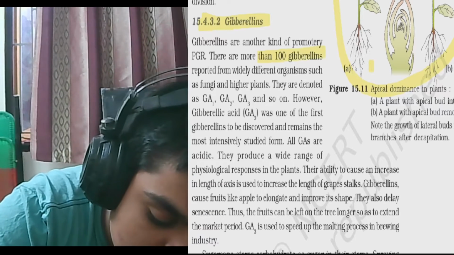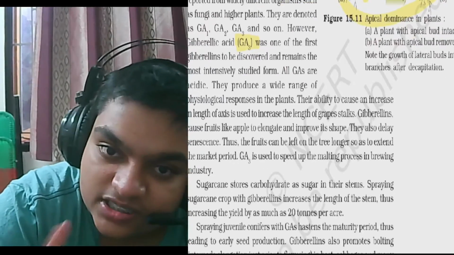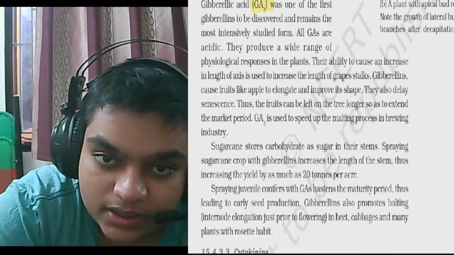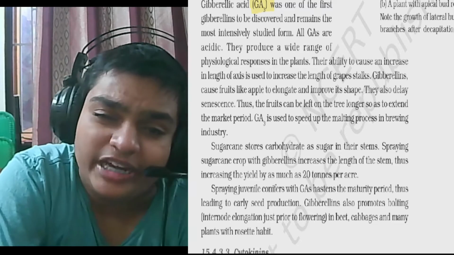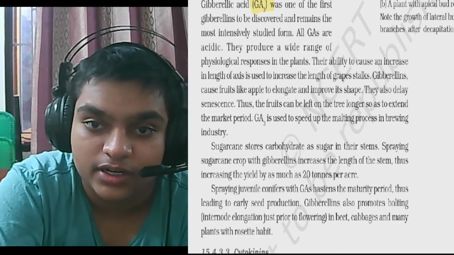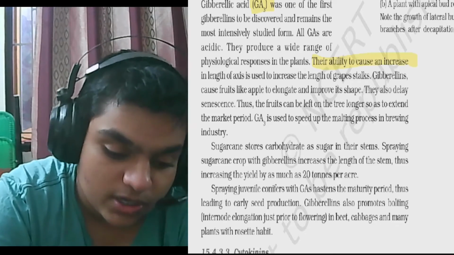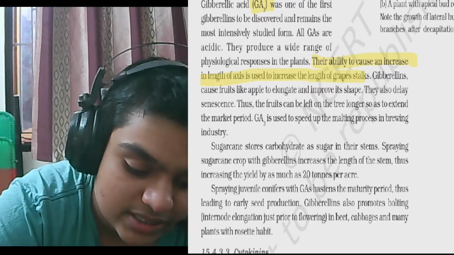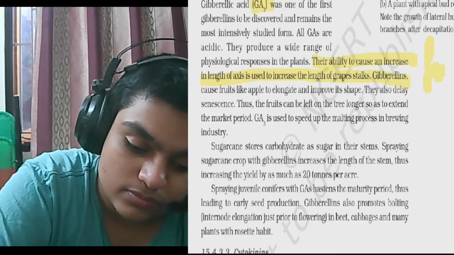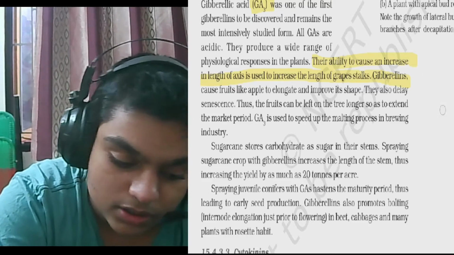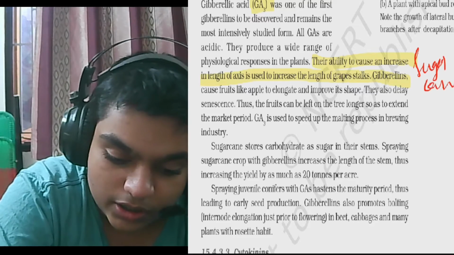There are more than 100 gibberellins, and GA3 was the first one to be discovered, and it is studied extensively. These gibberellic acids have a wide range of physiological responses in plants. Their ability to increase the length of the axis, this is very important, is used to increase the length of grape stalks and sugarcane. Here they have forgotten to write it: sugarcane and grape stalks.